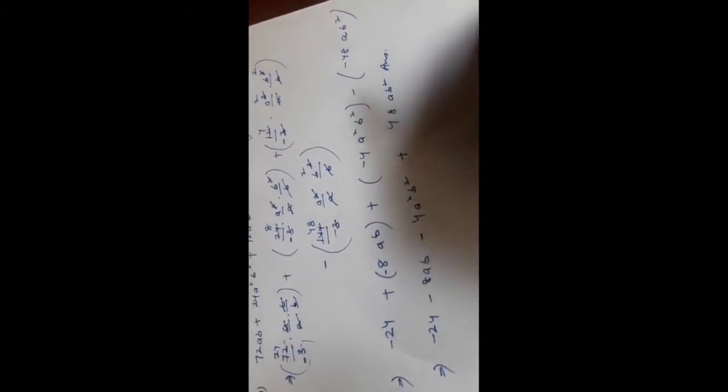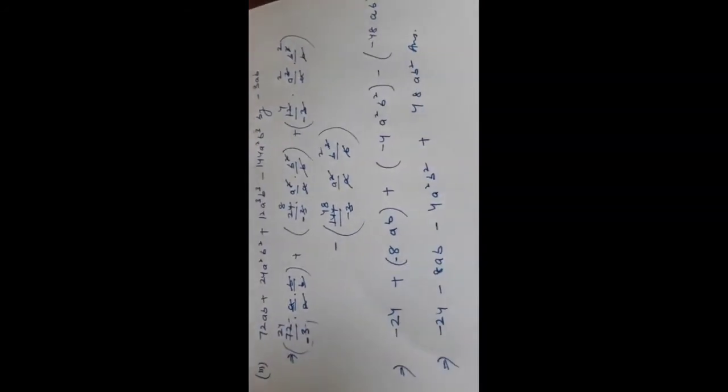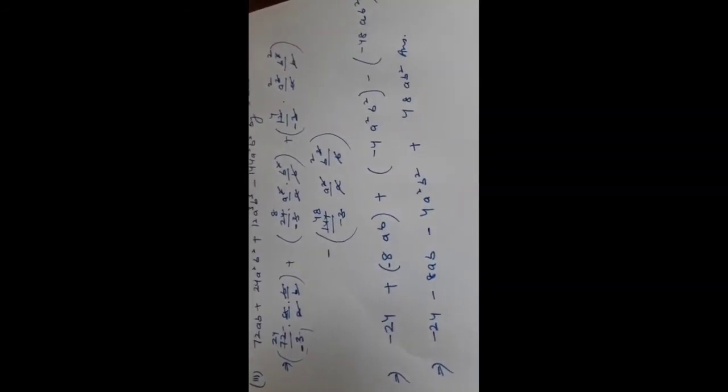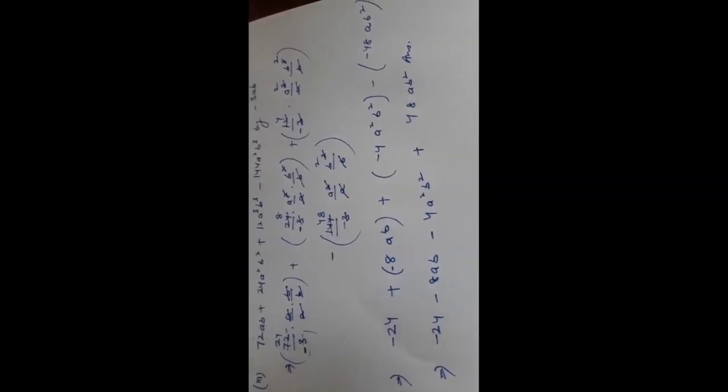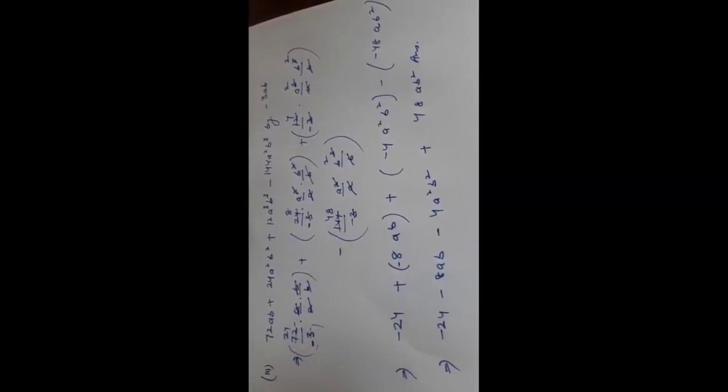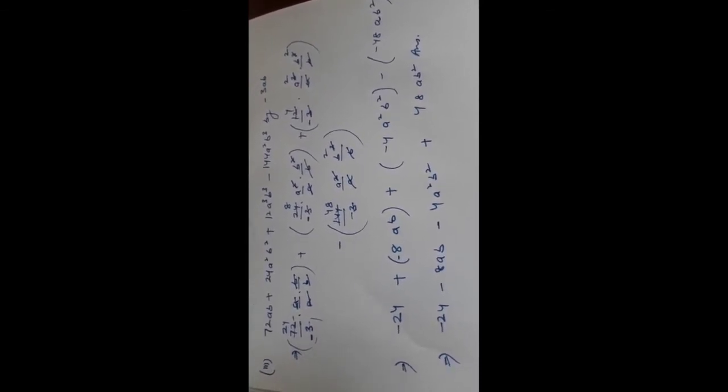So this is our answer of third part of question number 2 of exercise 6.3. The answer is minus 24 minus 8ab minus 4a square b square plus 48ab square. So that was all about the third part. Now come to the fourth part.